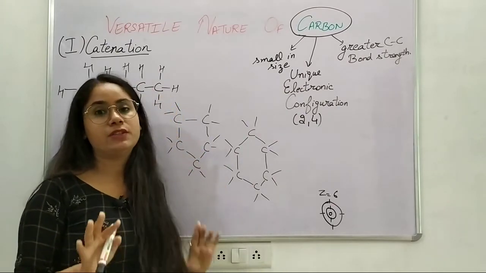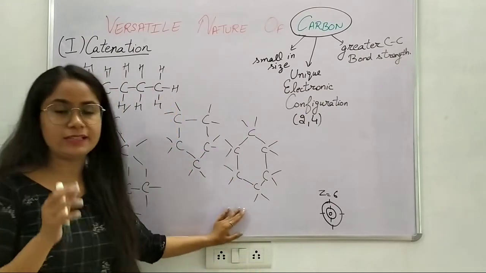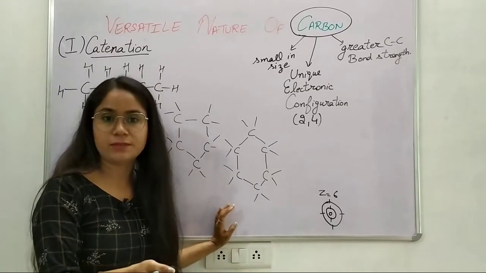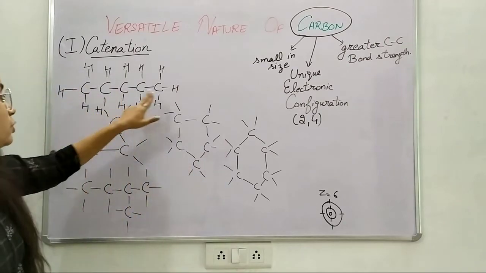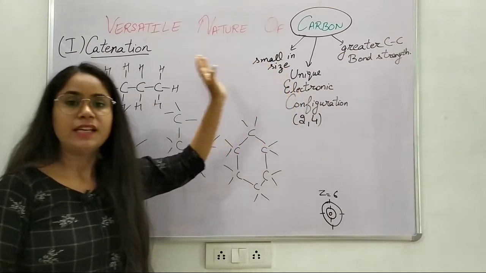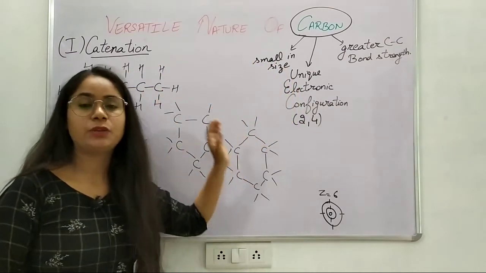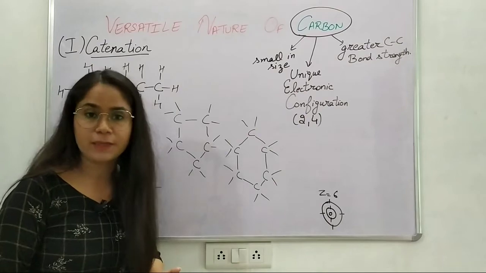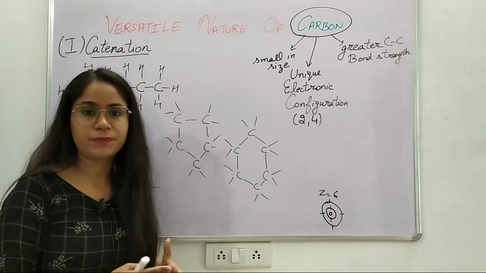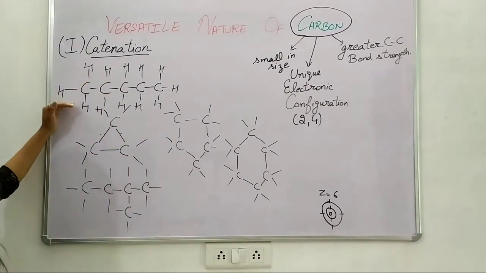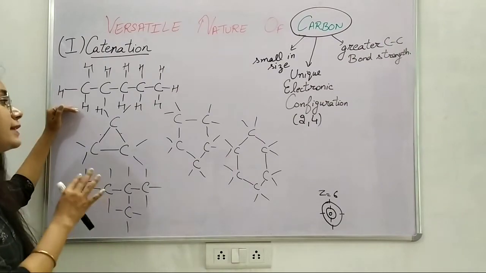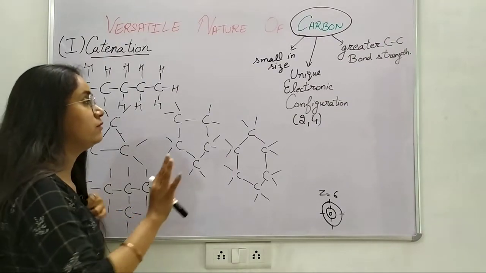And one more thing you need to know, that carbon can do this self-linking process with hundreds of other carbon atoms. That means in this chain, if you put 100 carbon atoms or 200 carbon atoms, it will easily make bonds. It will easily make a molecular formula, which will of course be considered in higher terms. Okay, so carbon can do this up to hundreds of carbon atoms. This is catenation.